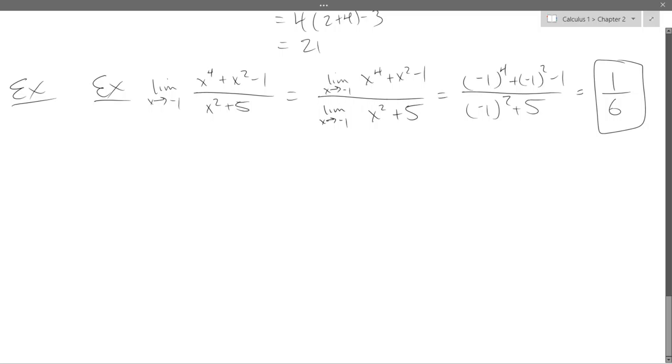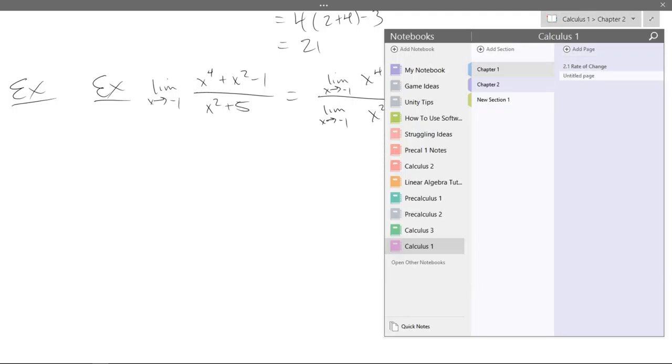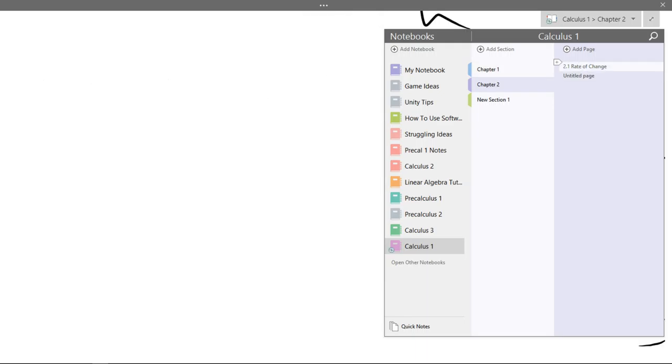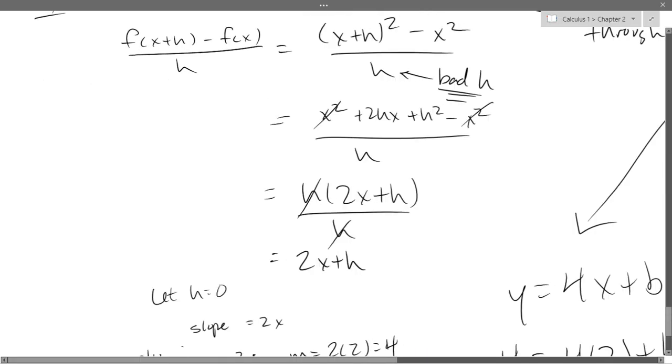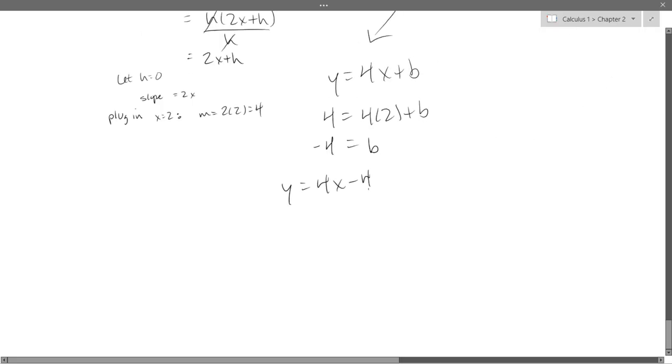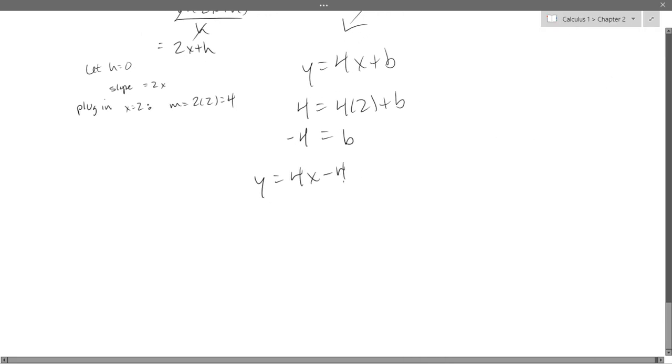So this problem doesn't belong in this section that we're about to do because it's rate of change. It really belongs in the previous section. So I'm going to go back to rate of change at the bottom. So we'll do one last example. This is really from 2.1.